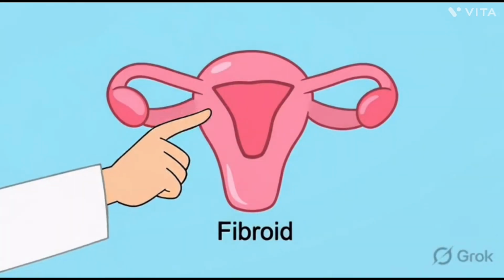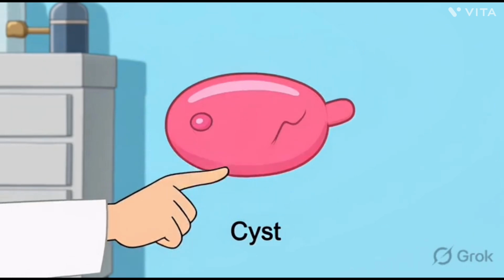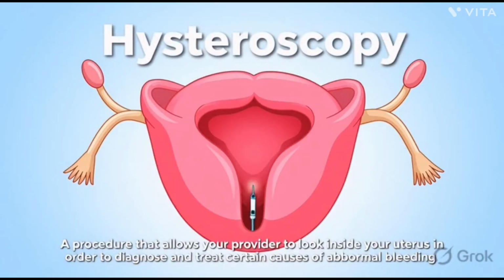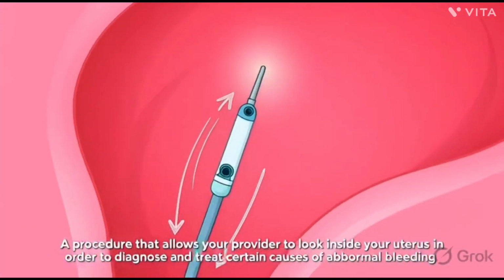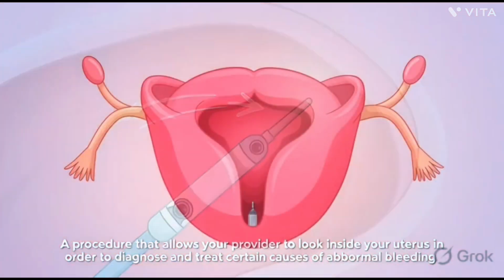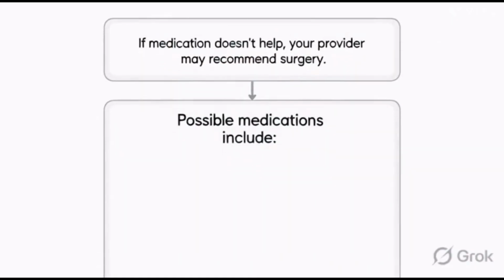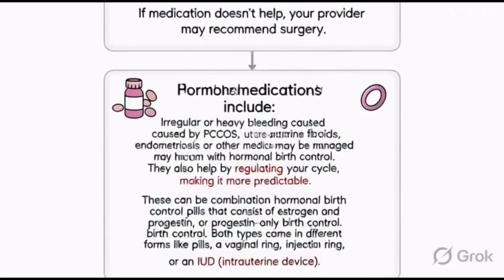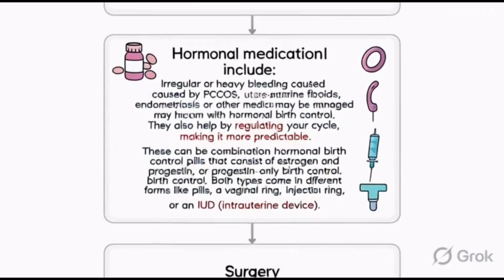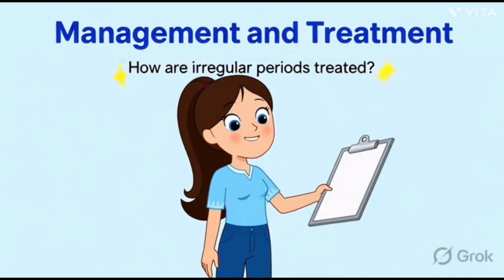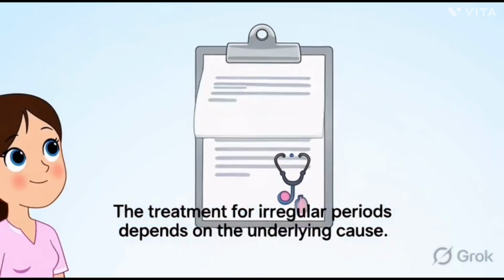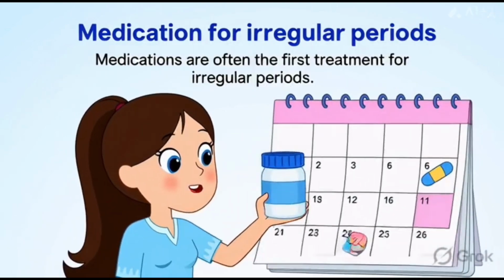This can detect irregular bleeding due to uterine fibroids, polyps, or an ovarian cyst. Hysteroscopy allows your provider to look inside your uterus to diagnose and treat certain causes of abnormal bleeding. If medication doesn't help, your provider may recommend surgery. Possible medications include hormonal birth control. How are irregular periods treated? The treatment depends on the underlying cause. Medications are often the first treatment.